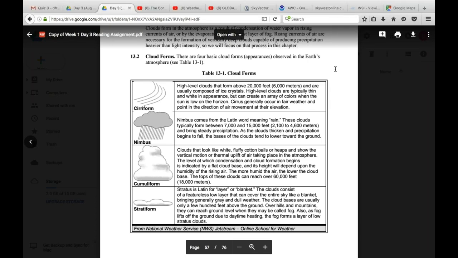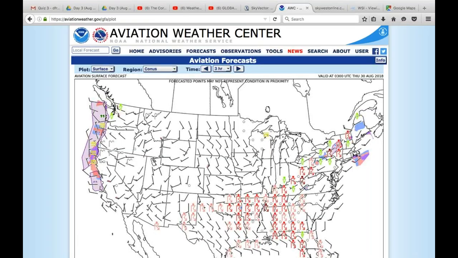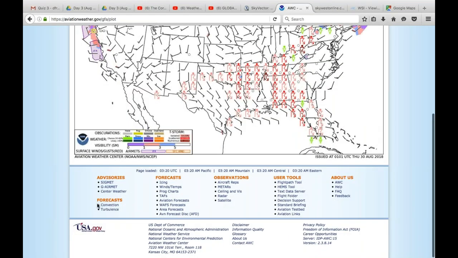And actually, if we look at, if I can find a METAR, let me see real quick here if I can.